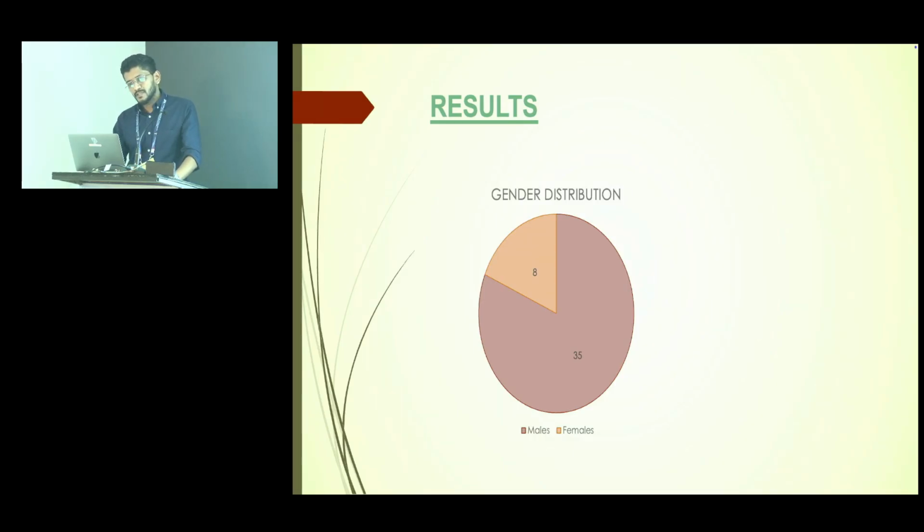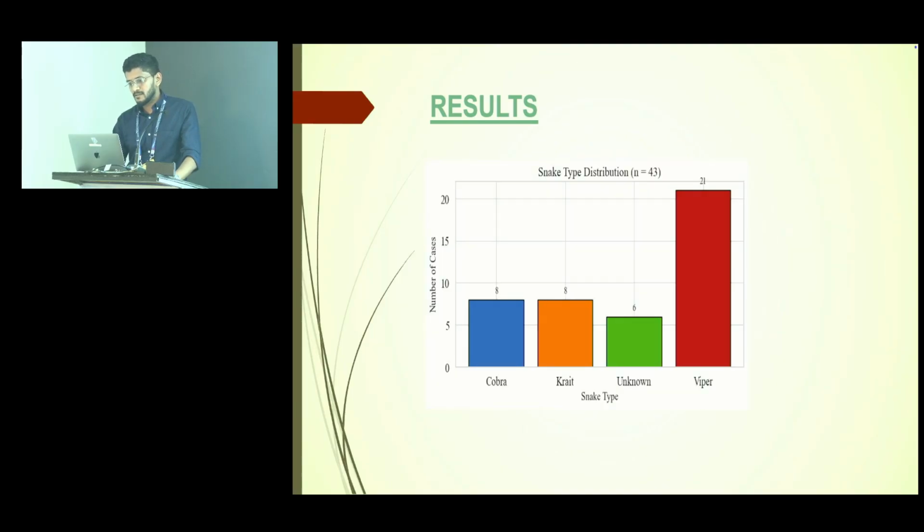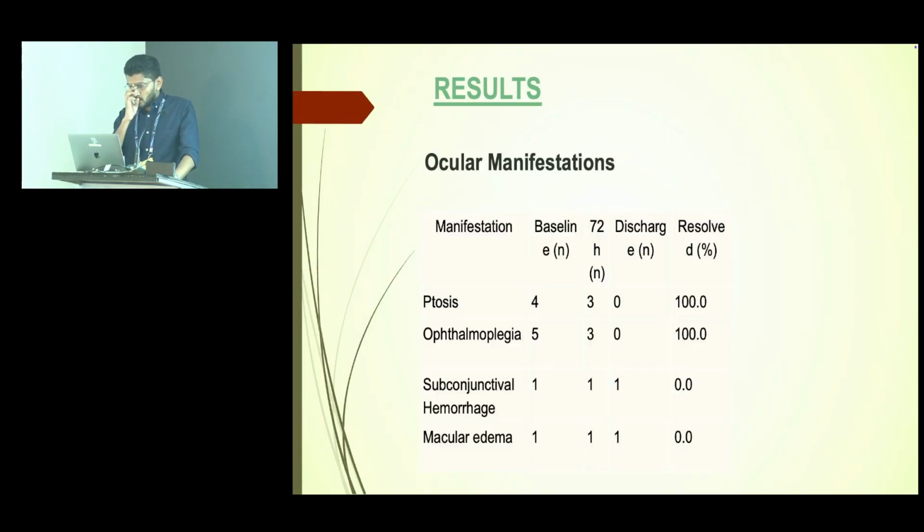Results: 35 of the 43 patients were males and the remaining 8 were females. Snake type distribution: 21 of the 43 patients were bitten by viper, 8 each by cobra and krait, and 6 were unknown bites. Ocular manifestations: ptosis was seen in 4 patients at the time of presentation, of which after 72 hours one patient had resolved, and 100% resolution from ptosis occurred at the time of discharge.